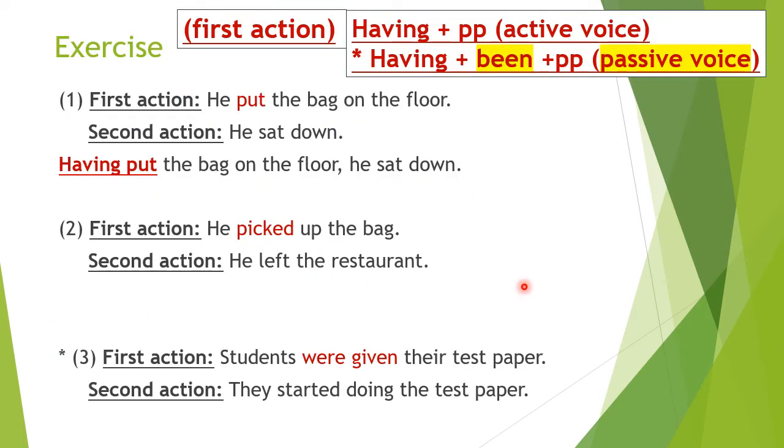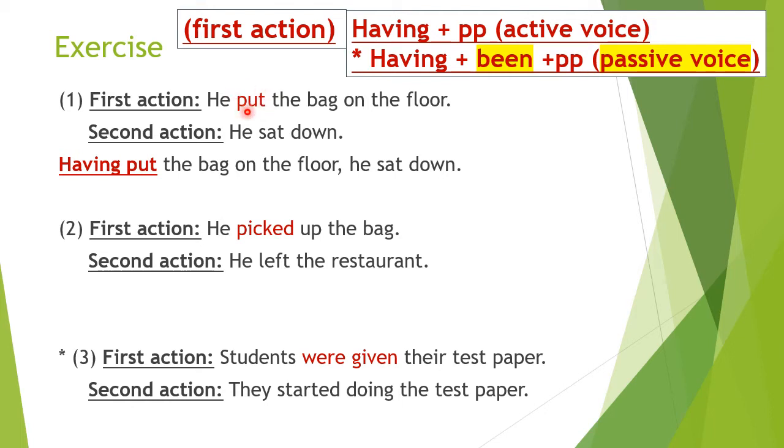Let's try some exercises. Let's try the first one. In the exam, you need to identify which one is the first action. To make it easy to understand, I'm telling you which one is the first action. The first action is he put the bag on the floor first. And then what did he do? He sat down. Because the format is having plus pp, you try to find the main verb, put, and the pp is the third column of the irregular table for the verb.